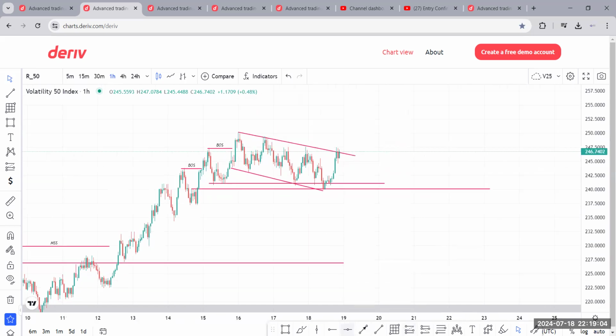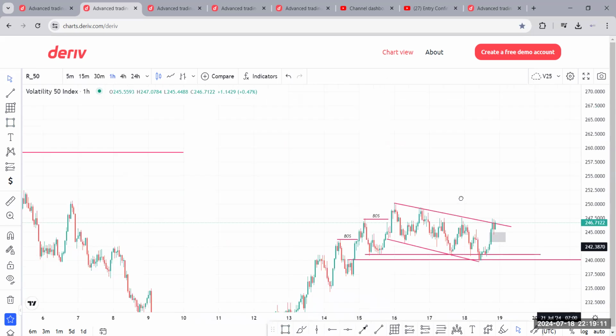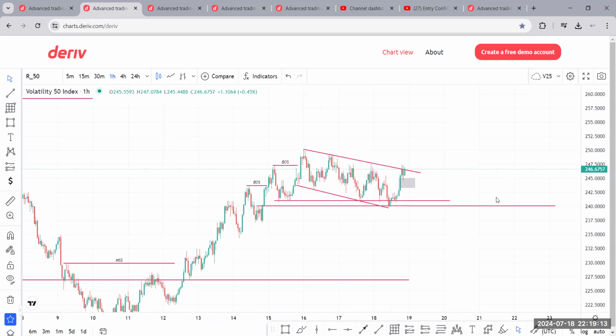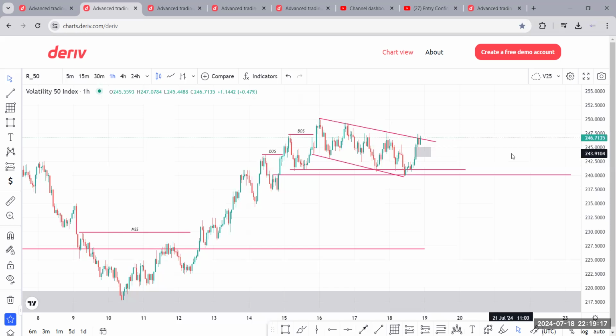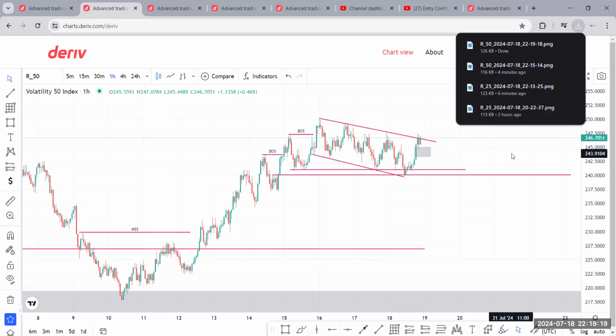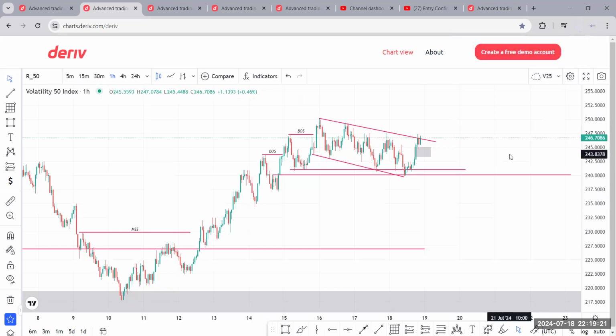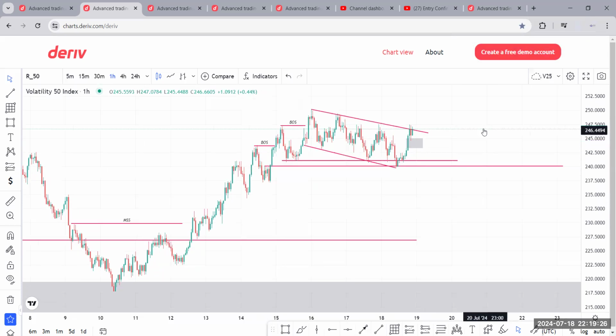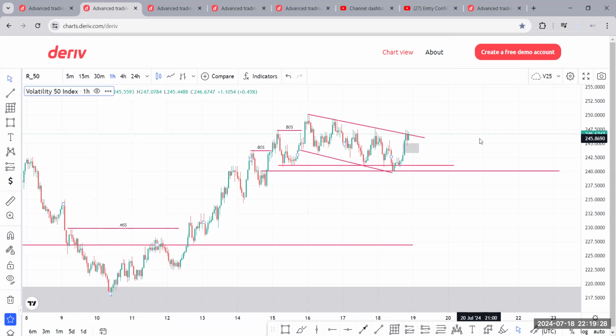So we have this fair value gap which price retraced into, and we are pushing out.